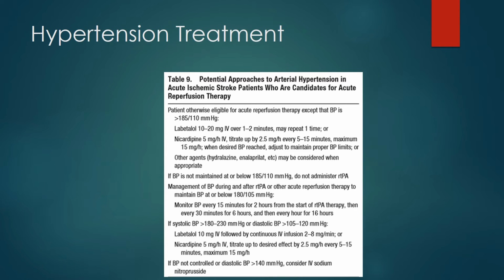For our hypertension treatment, our main two medications that we use are Labetolol and Nicardipine. If a patient has a blood pressure of greater than 185 over 110, if we want to administer TPA, we want to get them lower than that number. So Labetolol is administered 10 to 20 milligrams over 1 to 2 minutes, and you may repeat that times 1. Other agents we may use for treatment of blood pressure are hydralazine or enalapril. However, if all of these are refractory, we may end up going to sodium nitroprusside. I'll talk about doses with each in the next slides.